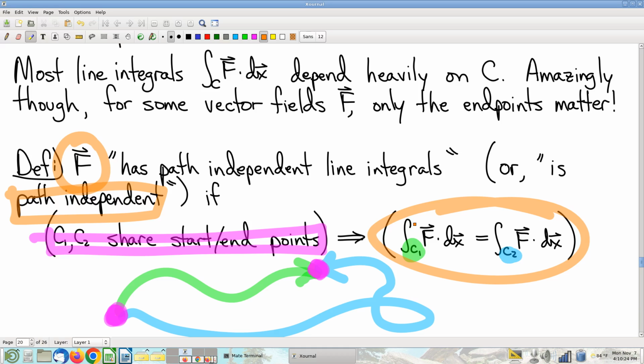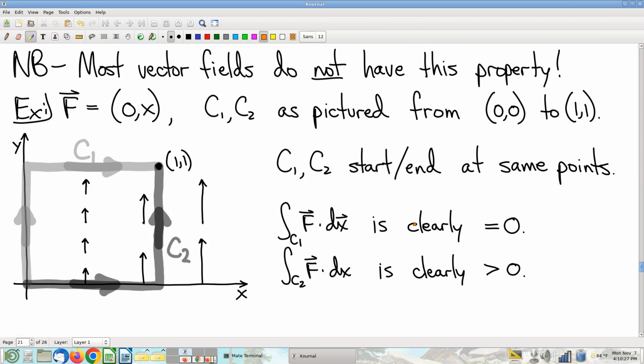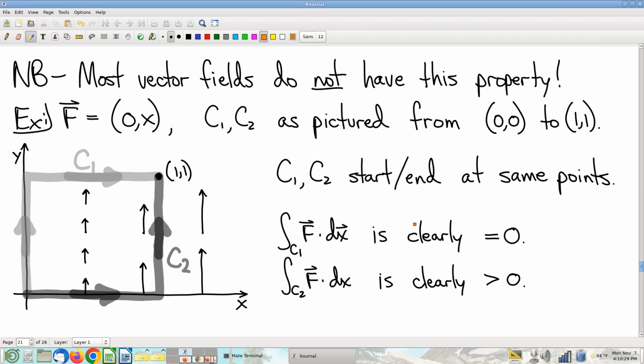Seems highly implausible. Case in point, let's look at this example right here. Just for dramatic purposes, I'm trying to talk you out of believing that there are path-independent vector fields, and then I'm going to show you that there are some. But here's my intuition anyway. I'm going to look at these 2 points here as my start and end points. We'll look at this green line integral, and then this blue line integral. We're just going to eyeball and see what these line integrals ought to be.